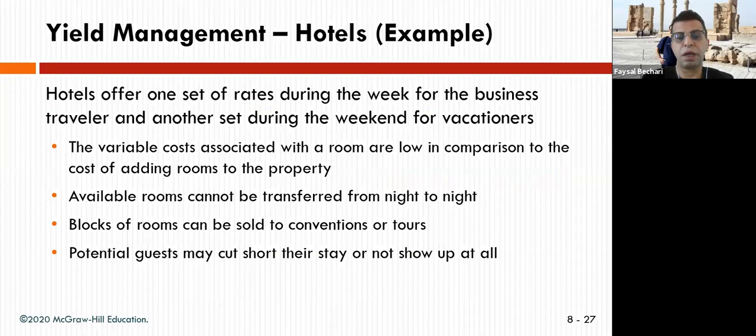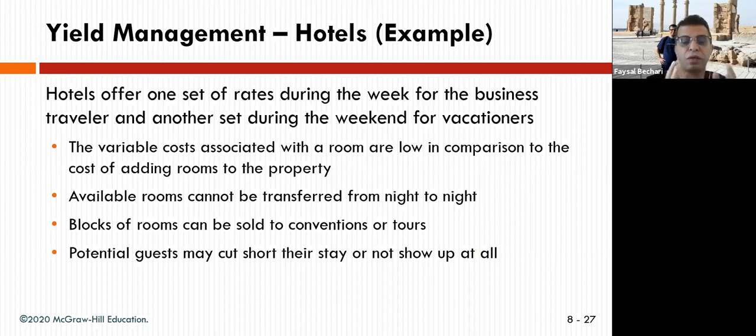Now, once again, about hotel yield management: hotels offer one set of rates during the week for business travelers and another set during the weekend for vacationers. So there's different pricing, even depending on the background of the people, which countries they are coming from. They also have a different rate. The variable costs associated with the room are low: changing the sheets, bringing some new water, and all these things. So it's very low.